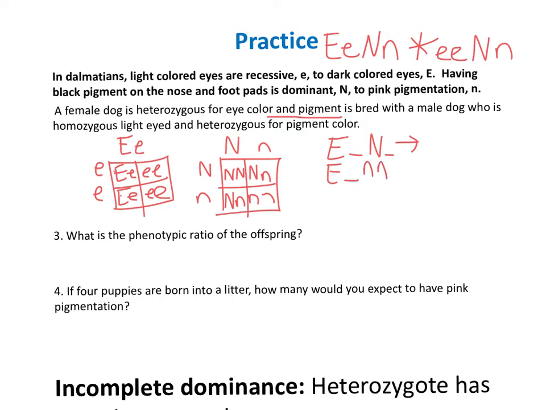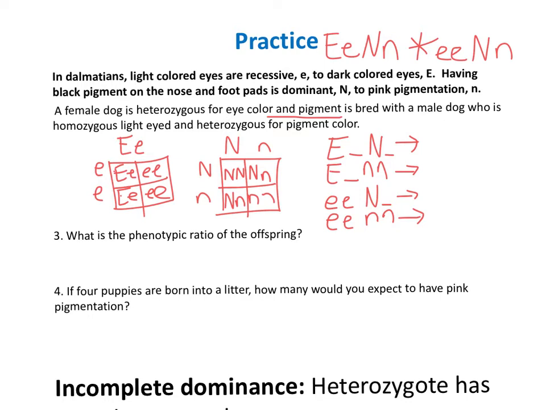How many will be light-eyed and black? And then how many will be light and pink? So those are my 4 options. So I'm ready to now find my fractions and multiply.